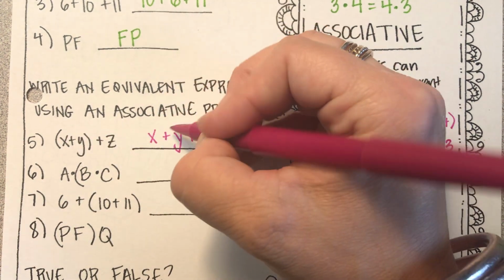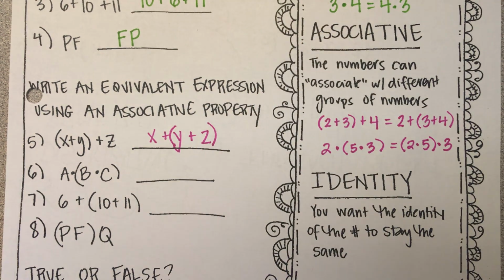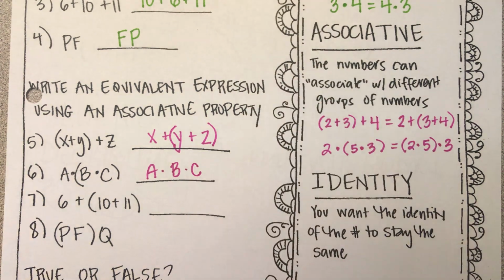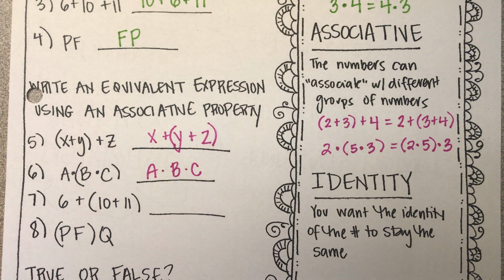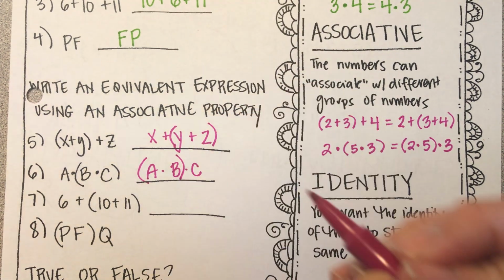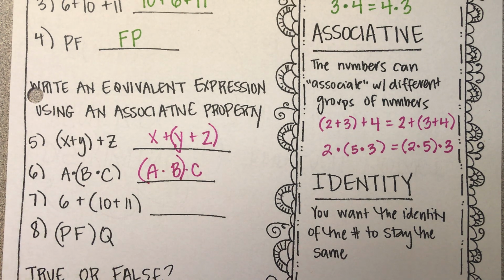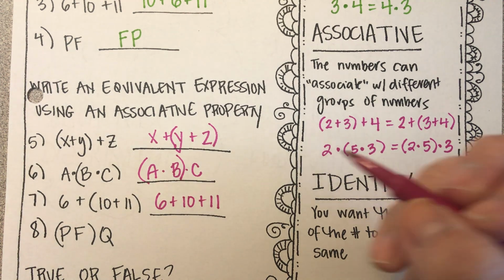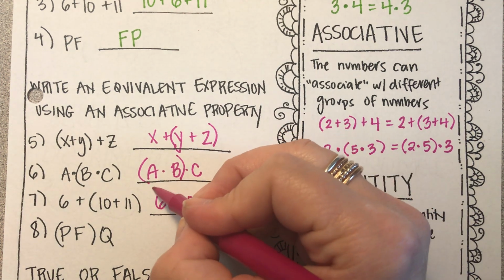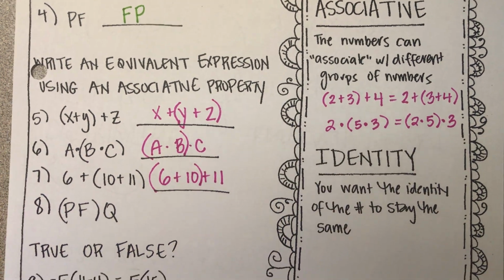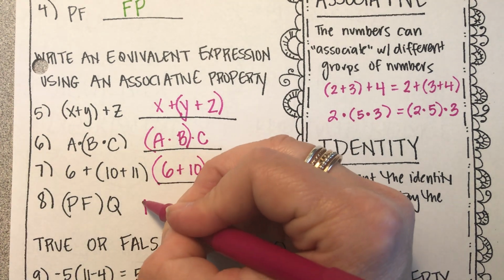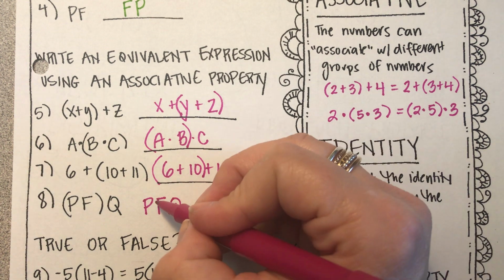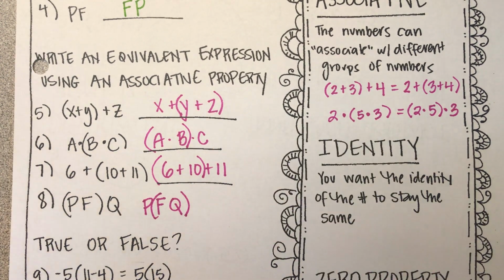So instead of x and y being grouped together, y and z are. Again, I'm not changing the order at all. It's still a times b times c, but now I'm grouping a and b. On number 6, it's still 6 plus 10 plus 11, but I'm going to group together 6 and 10. And on this last one, it's still P, F, Q, but I'm now grouping F and Q together.